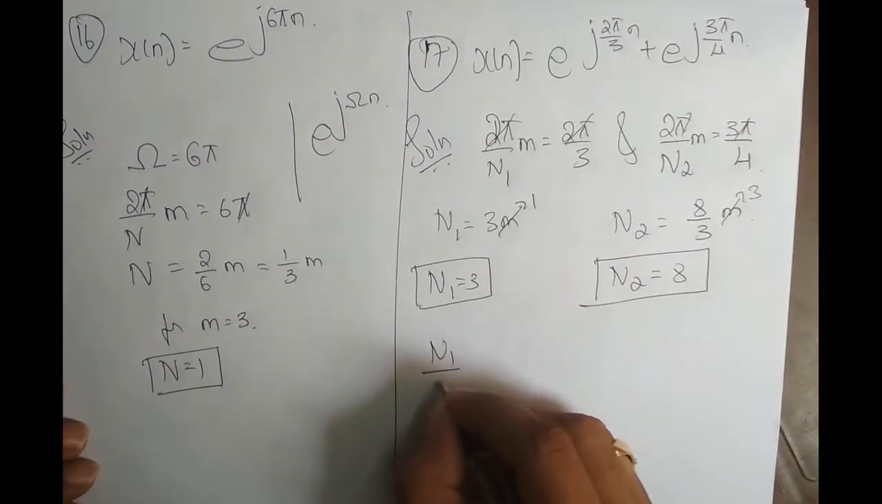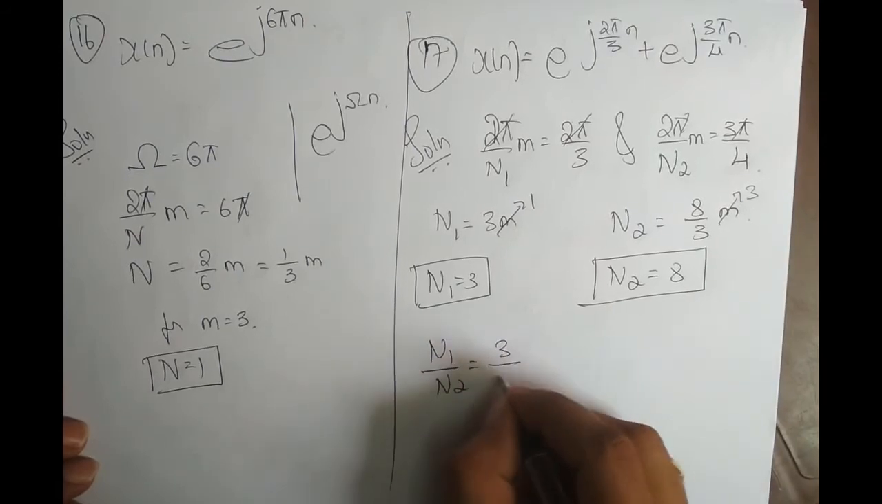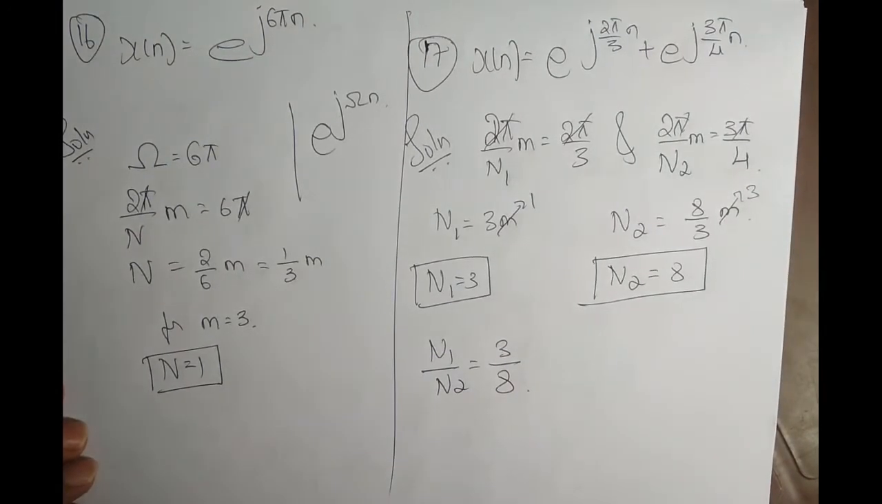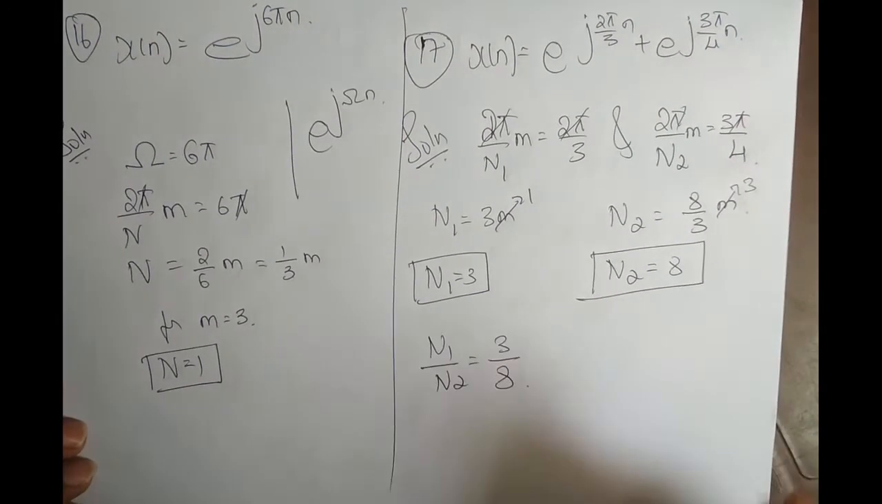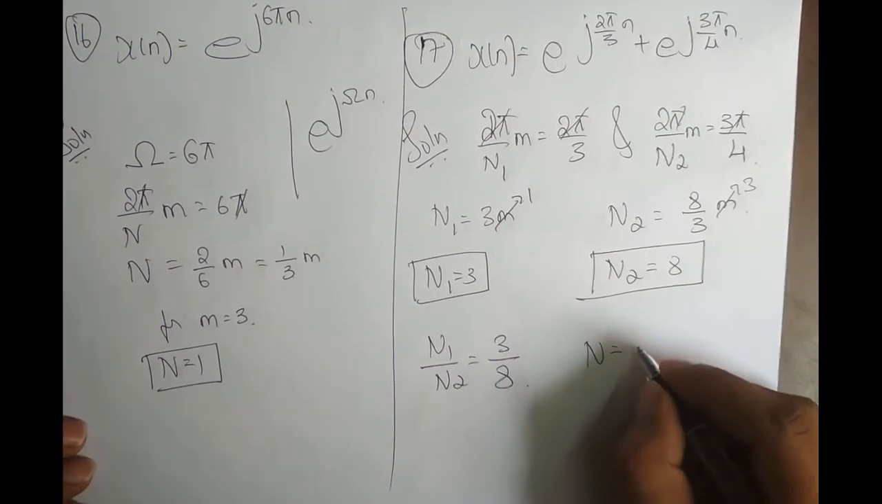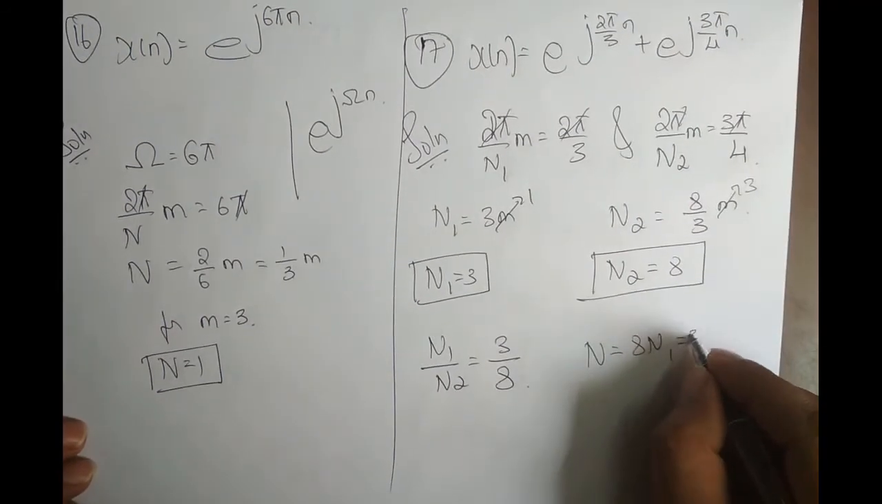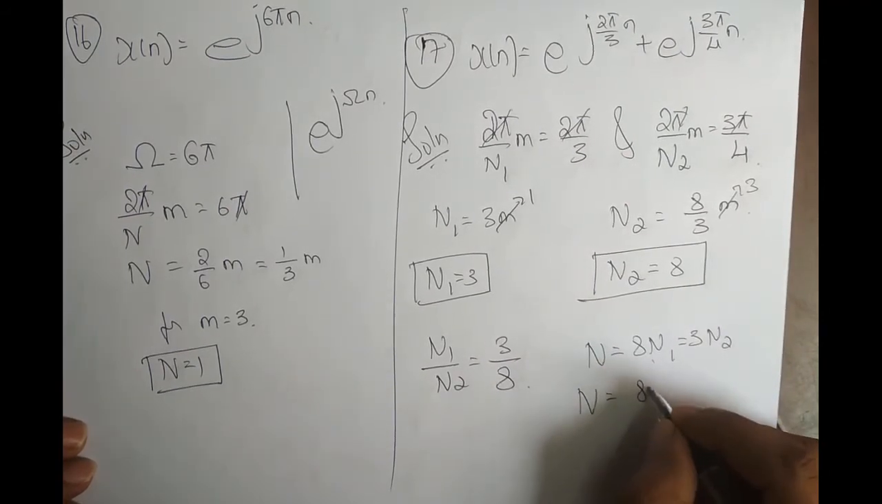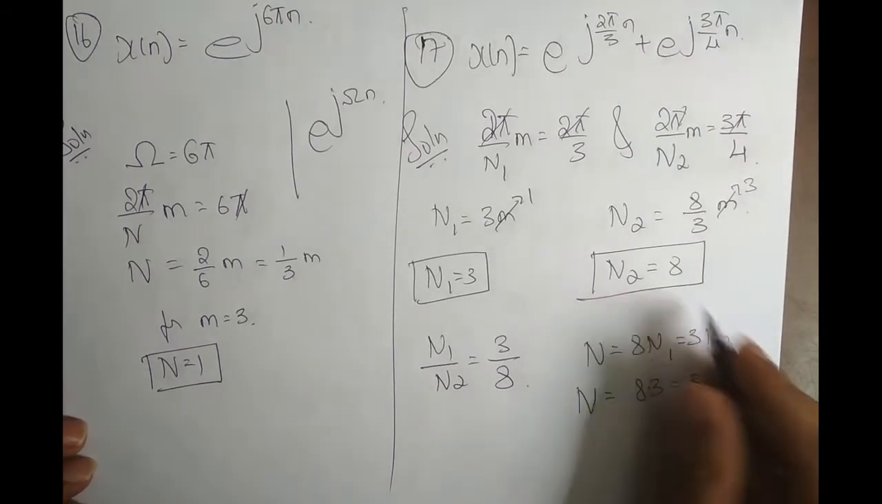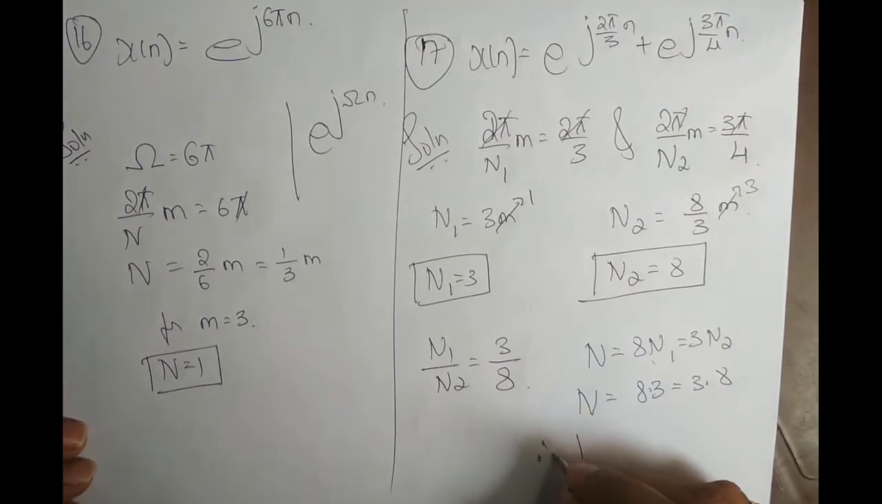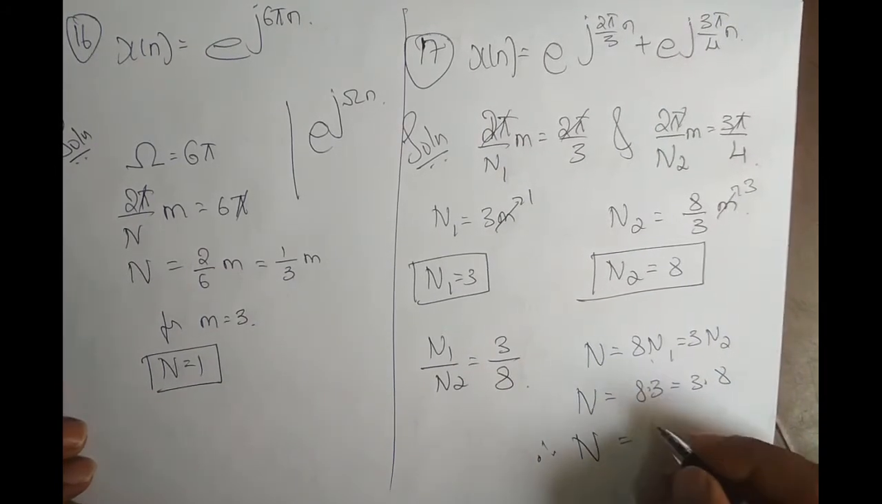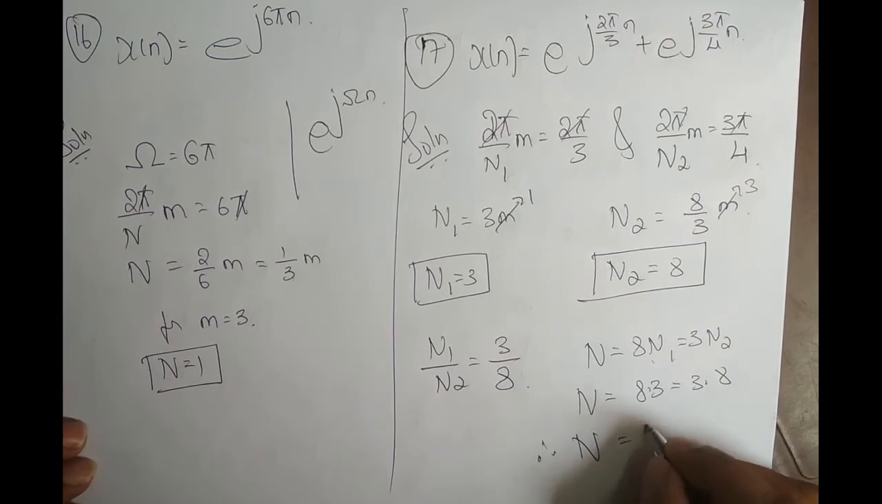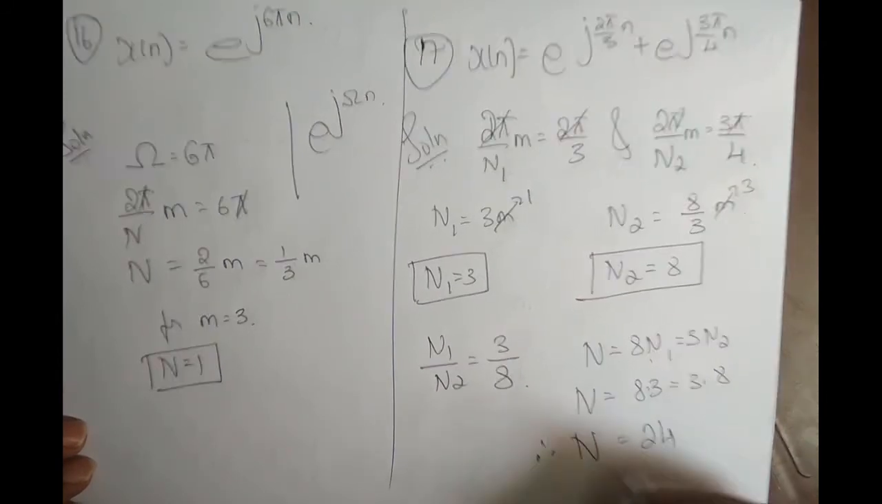And what is n1 by n2? n1 by n2 is 3 by 8. Since it's a rational number, the signal is periodic. Now what is its fundamental period? N is equal to 8 times n1, which is equal to 3 times n2. The value of n1 is 3, so 8 into 3 is equal to 3 into n2, where n2 is 8. Therefore the fundamental period for this signal is 24. 3 8s are 24.